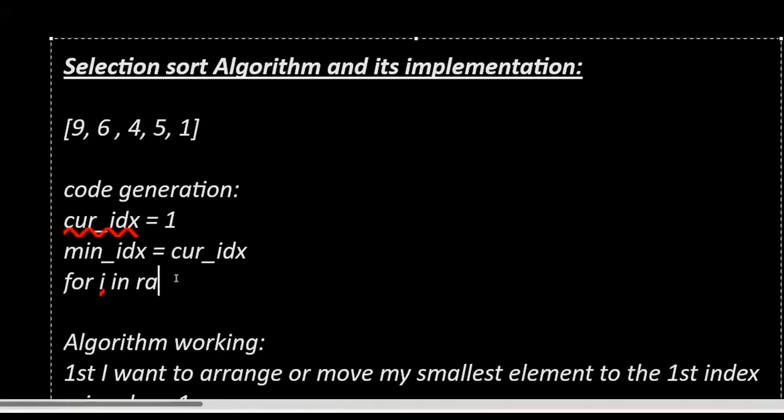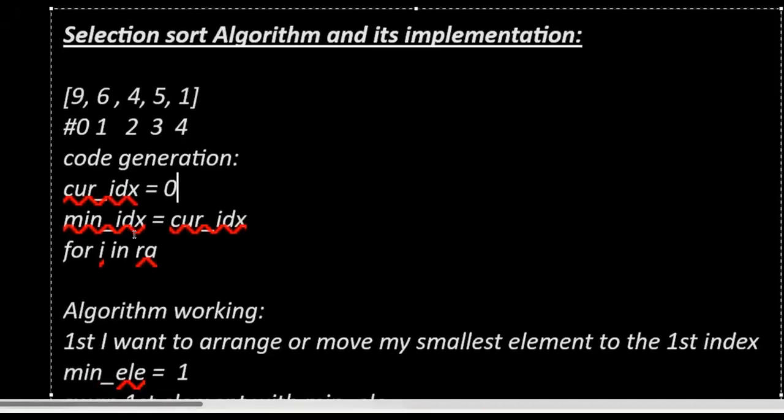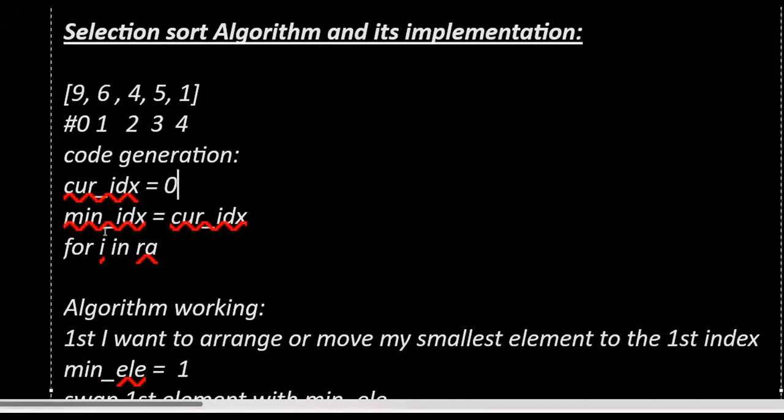To iterate over our given list, I need to move from the next element. The current element I do not need to check again. So what is the current index? 0, so let us write the indexes as well: 0, 1, 2, 3, 4. Currently I want my 0 indexed element to be the smallest, so let us say my minimum index is 0 only.